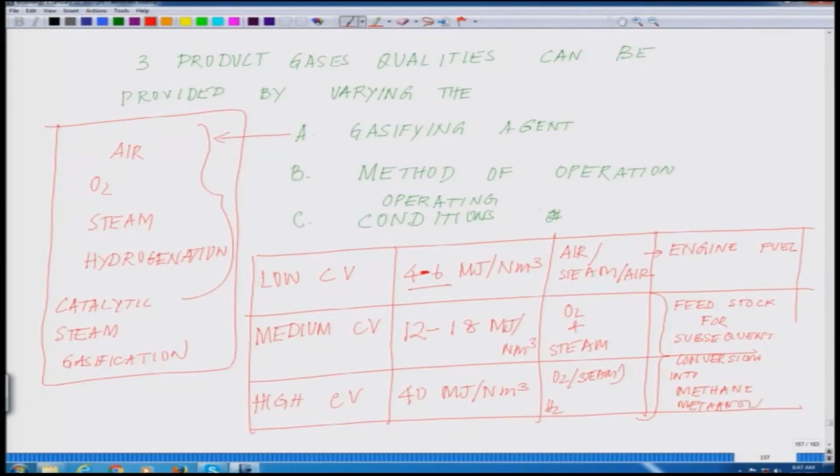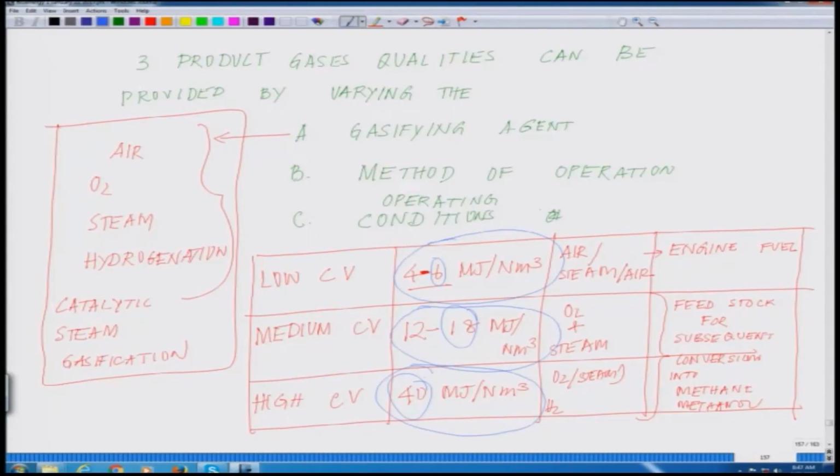Okay. So, now the question arises: why is such a low calorific value obtained when we are using air or steam slash air? Now, look at it carefully, compare the values 4 to 6, 12 to 18, and 40. This is a significant difference. Even if I take the higher values, 6, 18, 40, that is about 3 times and this is another 3 times, at least twice. Why is there such a huge difference?